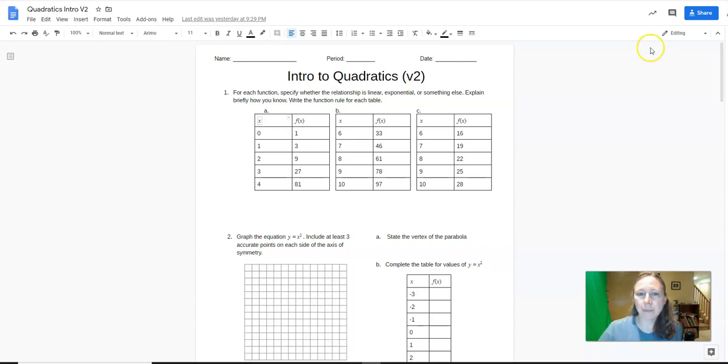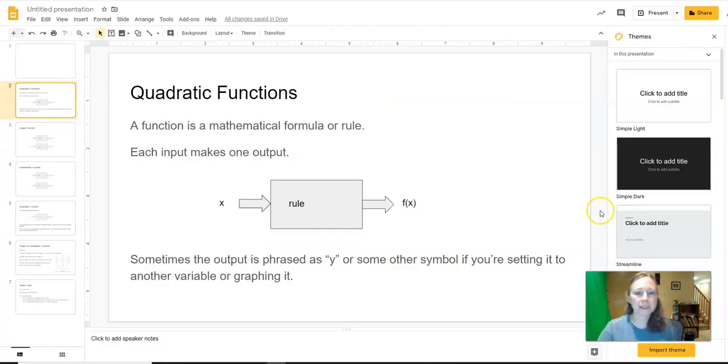Let's talk a little bit first about what we're going to be doing here. So I'm going to switch over to a slide presentation. A quadratic function is a special kind of function family, and a function, remember, is a mathematical formula or a rule. It kind of works like a function machine. So if you remember these from elementary school, you've got a little input-output box here that has a rule in it. And you input one value, we'll call it x, it could be anything, and then every time you plug a value into the function rule, it comes out with one possible output.